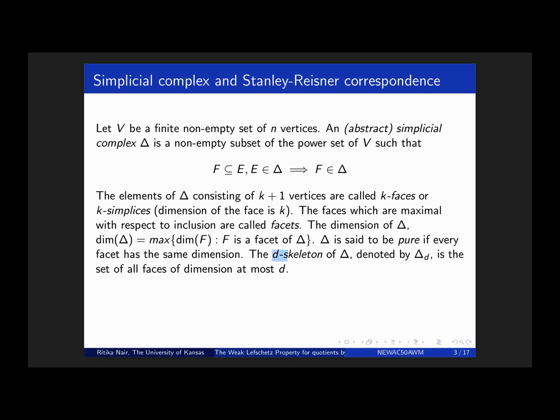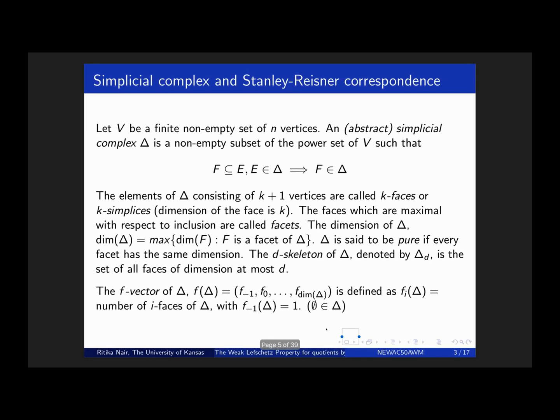And the d-skeleton, which will be a term we'll be using later, of a simplicial complex is basically the set of all faces of dimension at most d. Now, proceeding further, the f-vector of a simplicial complex is basically giving you the information about how many faces there are of each dimension in that simplicial complex.